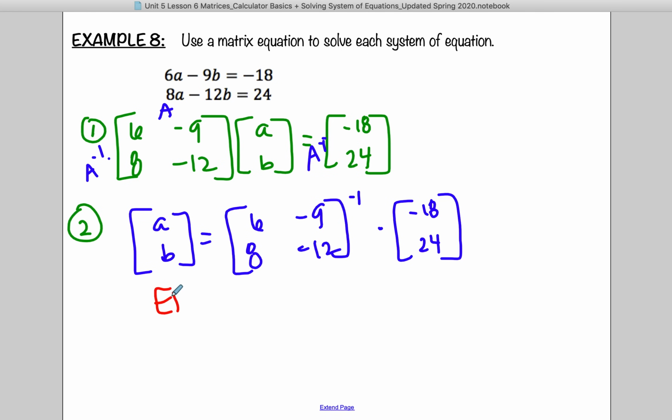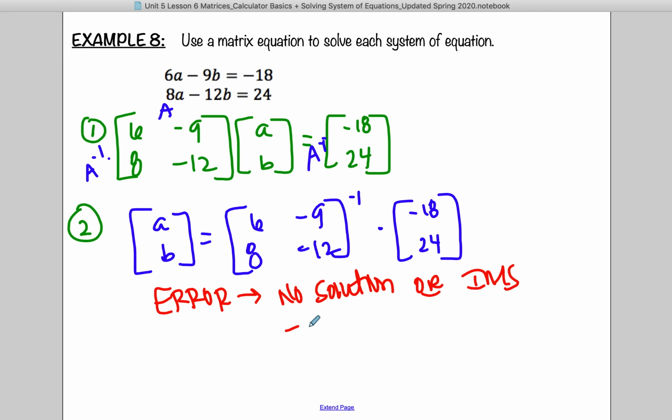We got an error. And what this means is no solution, or it means infinitely many solutions. So to determine if it's a no solution or infinitely many solutions, we use algebra. Use algebra to check. Okay, so I'm going to go and use elimination.